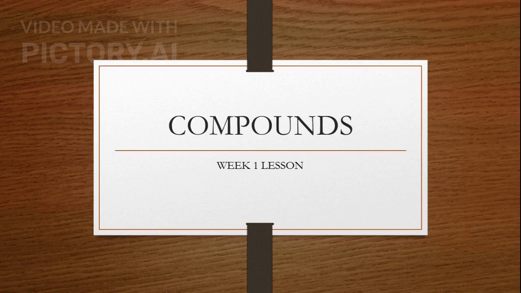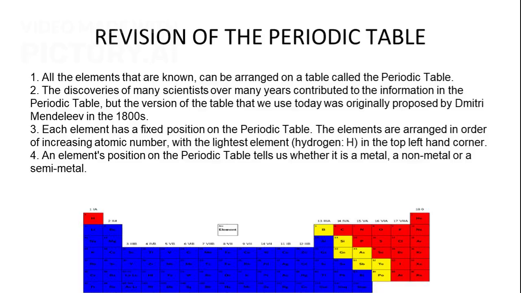Welcome to our Week 1 lesson on compounds, where we will explore the fascinating world of chemical combinations. The periodic table is a remarkable tool that organizes all known elements. It was first proposed by Dmitry Mendeleev in the 1800s and has evolved with contributions from many scientists. Each element has a fixed position, arranged by increasing atomic number, and its position tells us whether it's a metal, non-metal, or semi-metal.